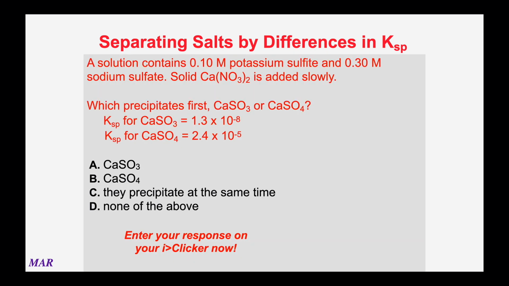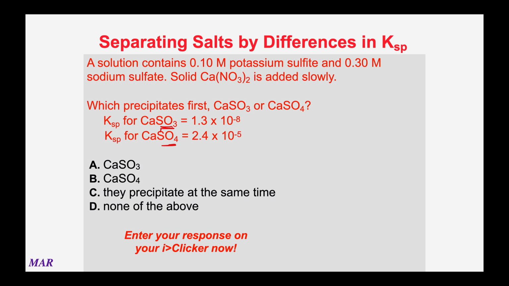So in this question, we have 0.1 molar potassium sulfite and 0.30 molar sodium sulfate. Now, sulfite is SO3 and sulfate is SO4. And we're slowly adding in calcium nitrate. And the question is, which precipitates first, calcium sulfite or calcium sulfate?